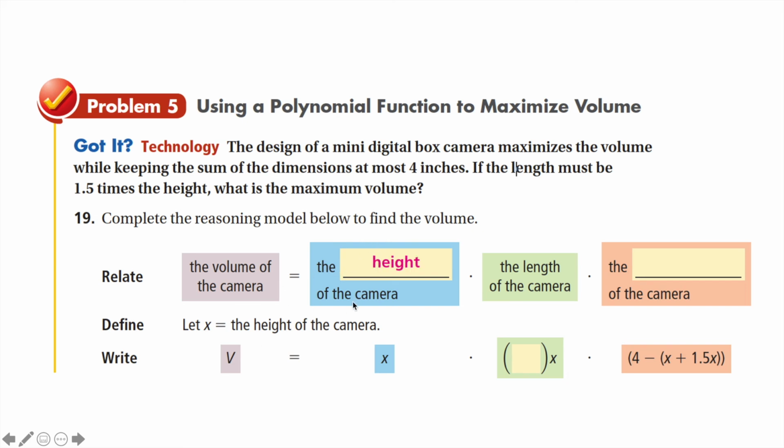The height of the camera, which is basically what we base everything off of, is going to be considered your x value. The length of the camera, if we look up at the top, must be 1.5 times the height, which means we're going to be putting 1.5 times the height, or 1.5x, right here. And last but not least, the width of the camera will end up being 4 minus the x plus 1.5x. The x plus 1.5x is what the height and the length are added together, which means that the remaining little bit is where we get the width. So that is why we have a 4 minus all of that.